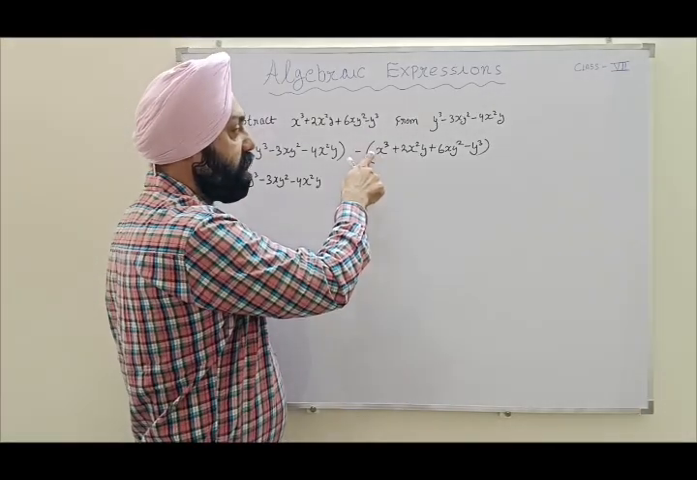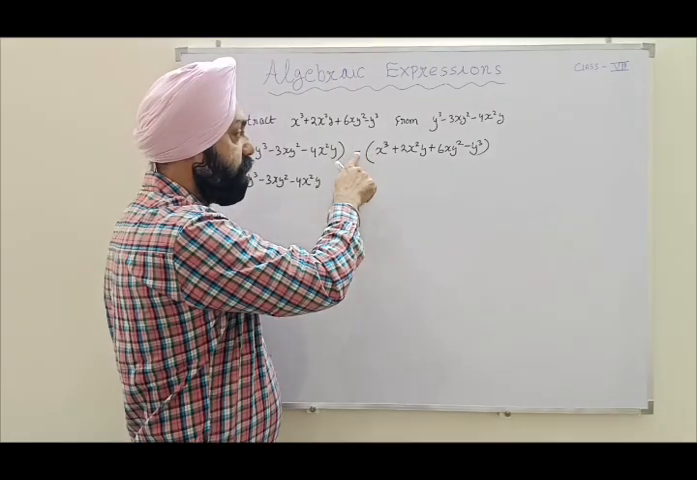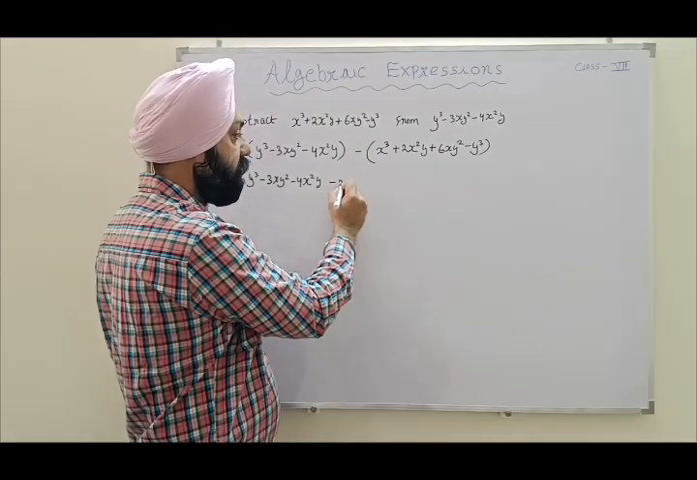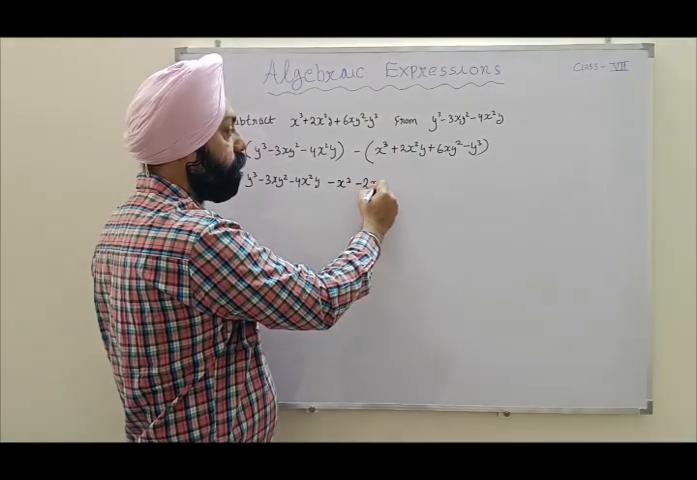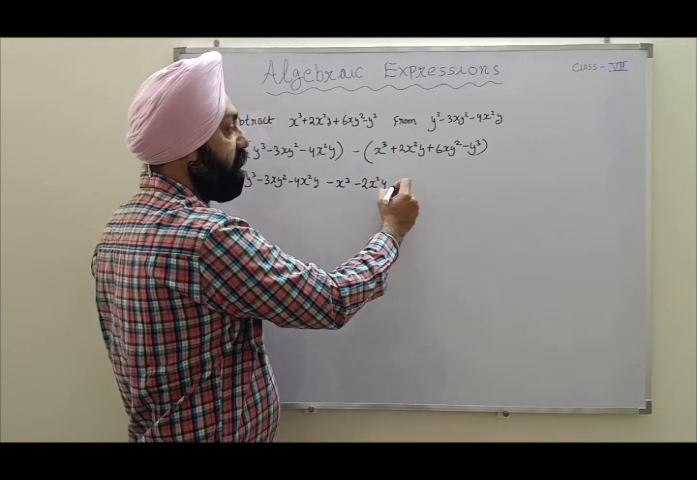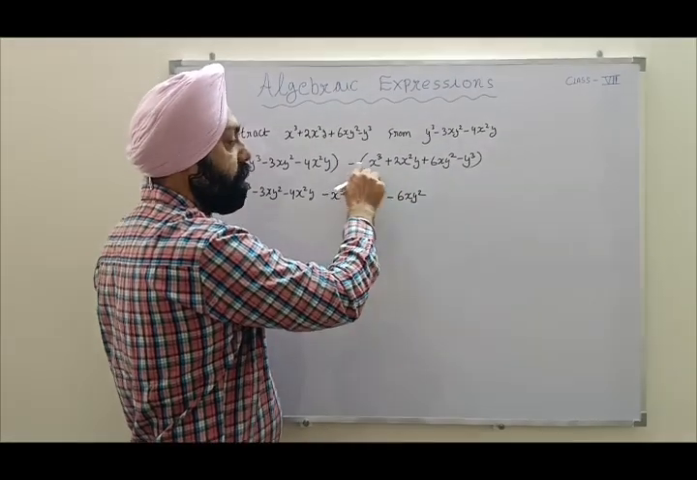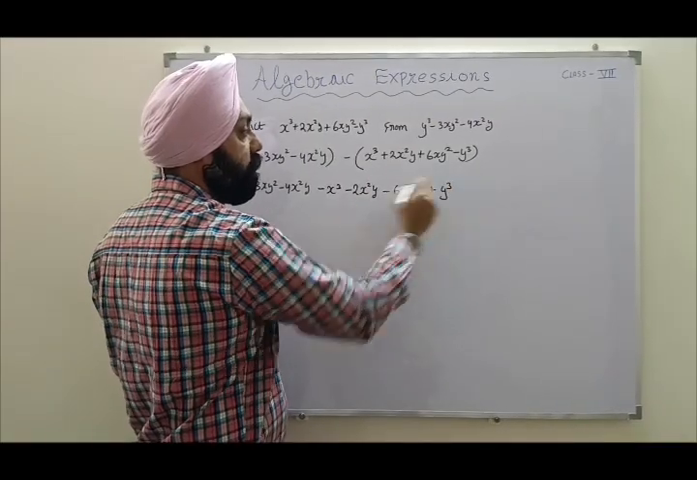So x cube here is not having any sign, it means it is positive. This negative sign will make it opposite. Opposite of positive is negative, so minus x cube. Again this is positive, it will become negative. This is positive, it will become negative. And this minus and this minus, so the opposite will be plus.